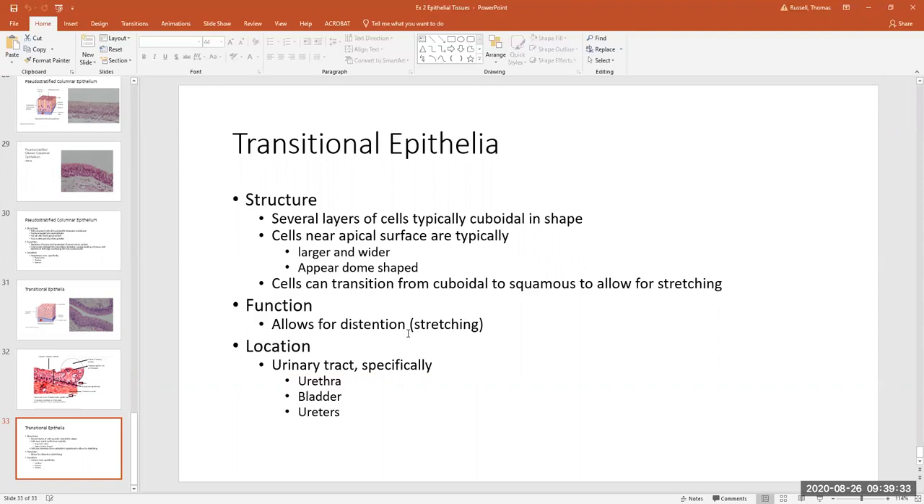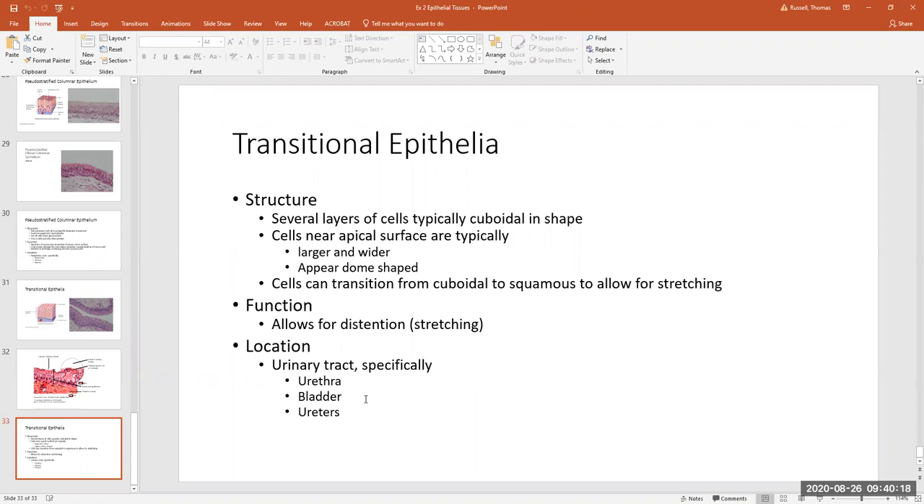Now, this transitional epithelium also lines other parts of the urinary tract in your urinary system. It obviously lines your bladder. Most people put that down for a location because you know what your urinary bladder is. But you may not know what the urethra is or the ureters because we haven't covered the system yet. So it lines parts of the urethra, not all of it, and parts of the ureters. Just to let you know, the ureters are the tubes that carry urine from your kidneys to your bladder. The urethra is a single tube that carries urine from the bladder to the outside of the body. So these are just other tubes that are part of the urinary system.